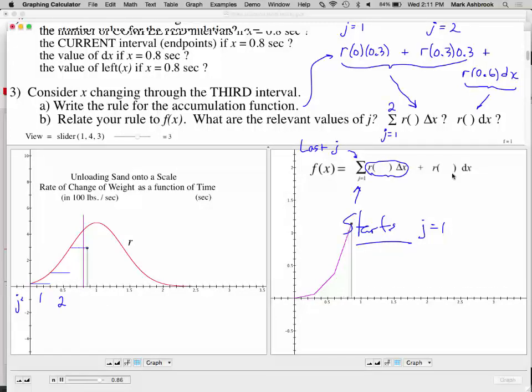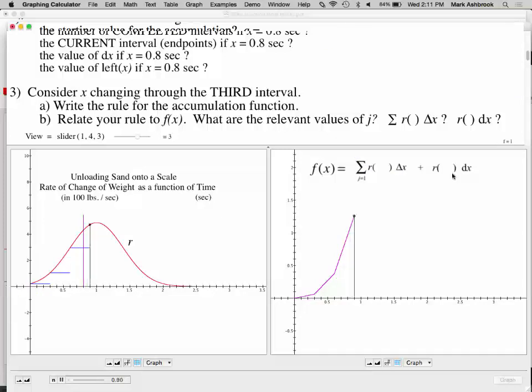Okay, so this dx right here is x minus left x, right? We talked about that a few times. Dx is always in the current interval. It's the distance from the left side of the interval to the current value of x, which is changing, right? That's a variable, that's changing. Okay?